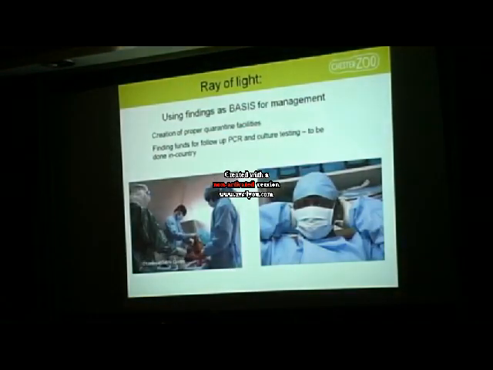A little ray of light. What we now have is a group of veterinarians who understand the issues of tuberculosis diagnostics probably better than anybody else in the world. And they have been using this information to improve their quarantine facilities. They've been able to find funds for follow-up testing. And this testing can be done in country rather than trying to ship it back to the UK, which is where the original tests were done.